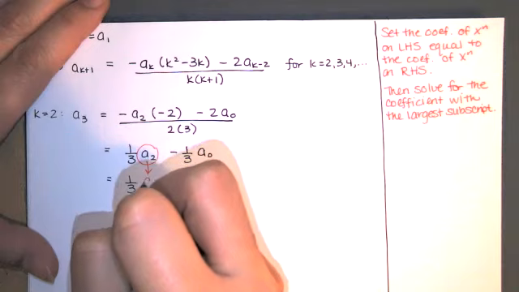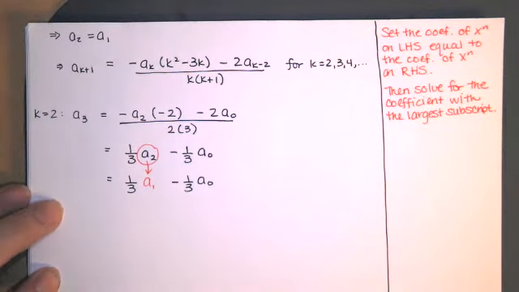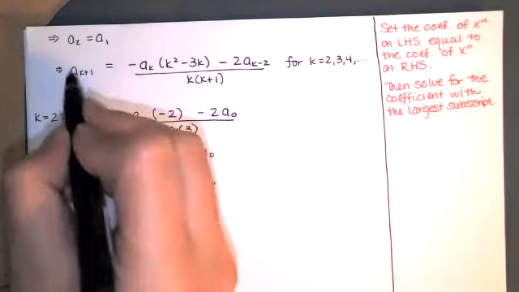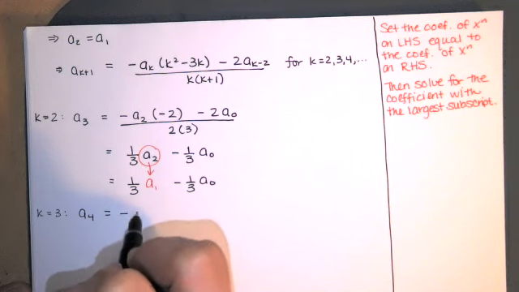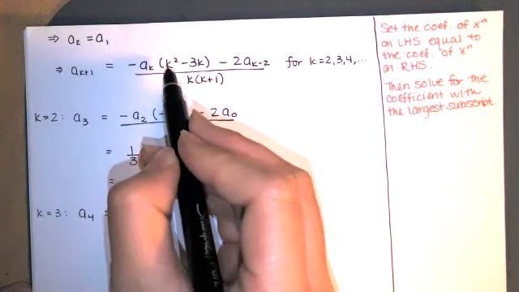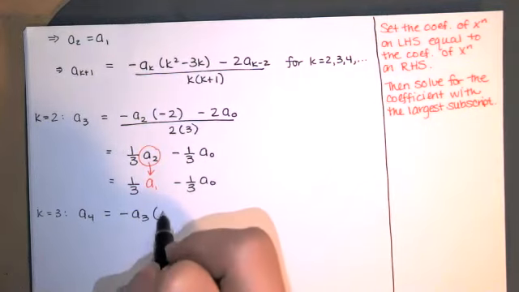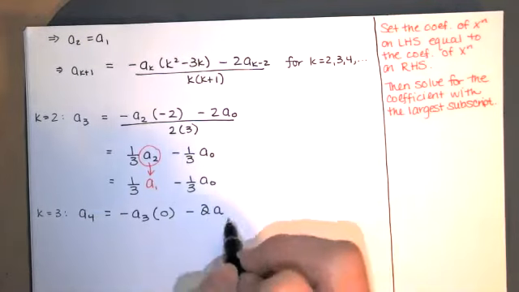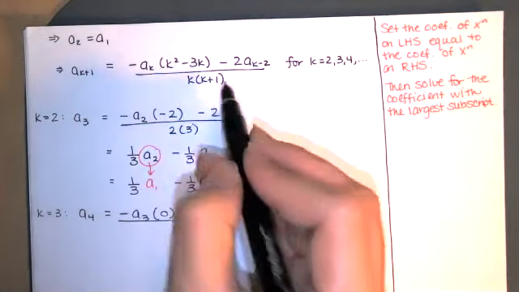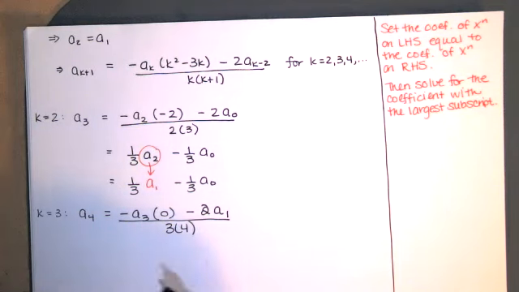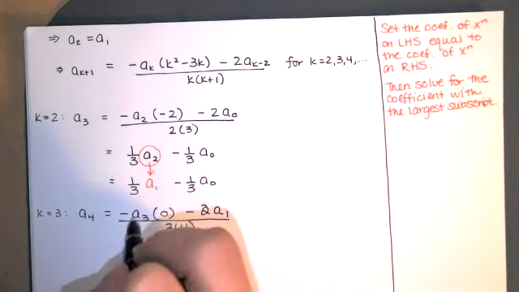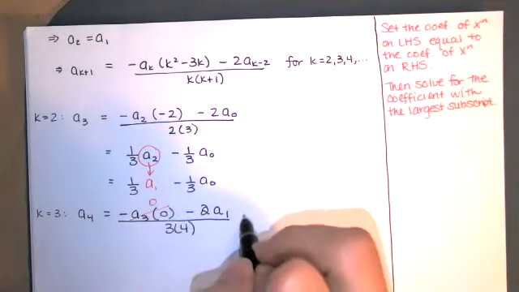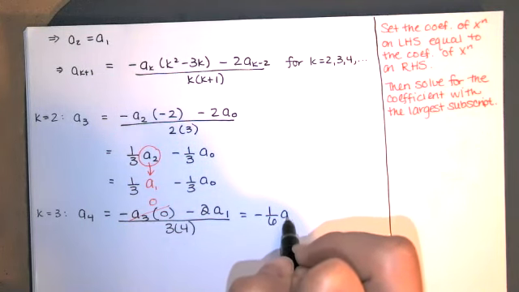A sub 2 is the same as a sub 1 from earlier, so we have this. Okay, now let's see what we get when k equals 3. Then we'll have a sub 4 equals negative a sub 3 times 9 minus 9, which is going to be 0, minus 2 times a sub 3 minus 2, which is 1, all divided by 3 times 4. So this guy is gone. That term is gone because it's 0. And then over here, I've got negative 2 over 12, which is negative 1/6 times a sub 1.